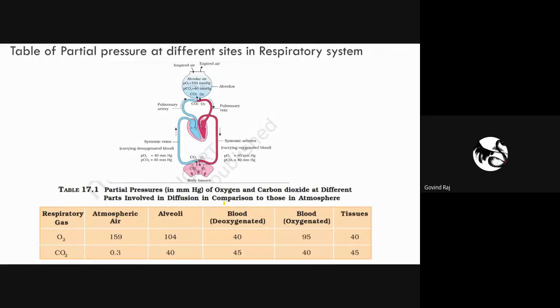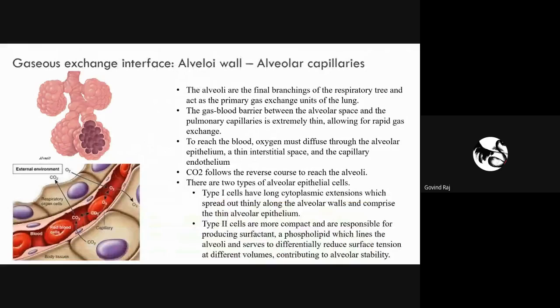Now let's look at the gaseous exchange and how the alveoli play that role. The alveoli are the final branching of the respiratory tree. Here the primary gas exchange takes place. These are the functional units where the essential mechanism of respiration takes place.